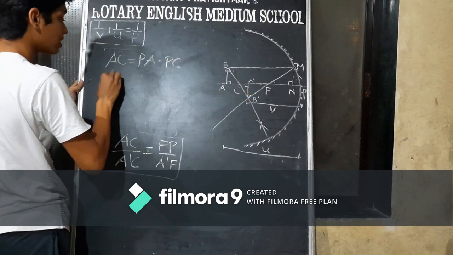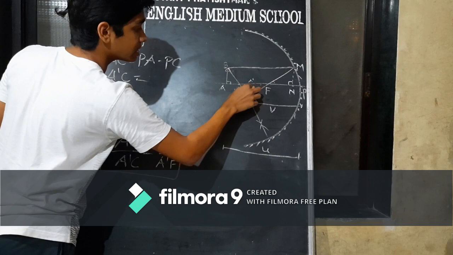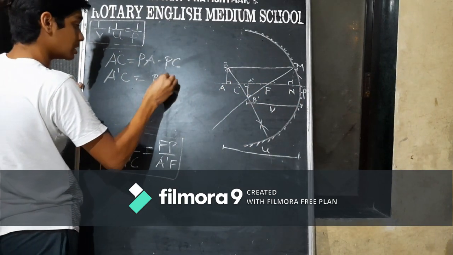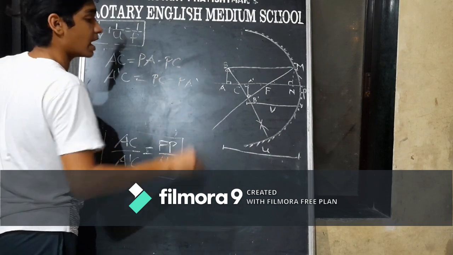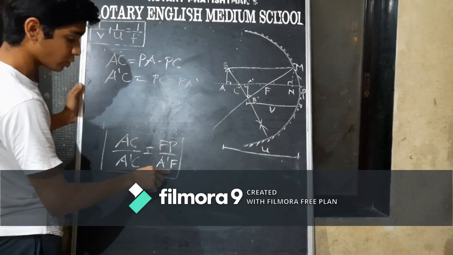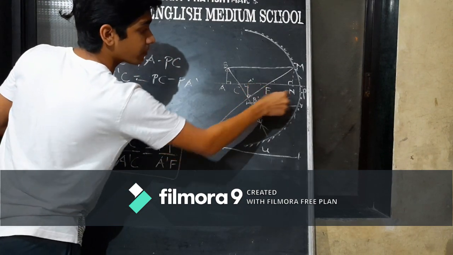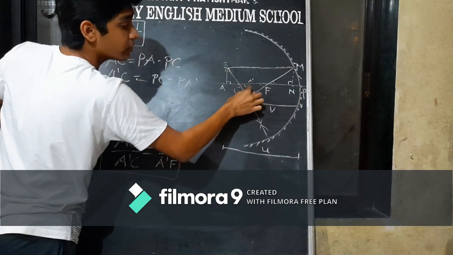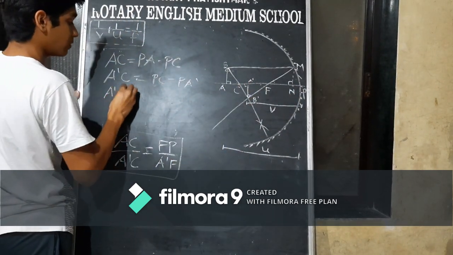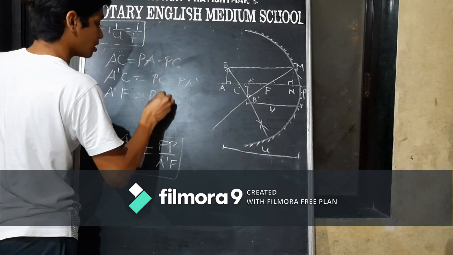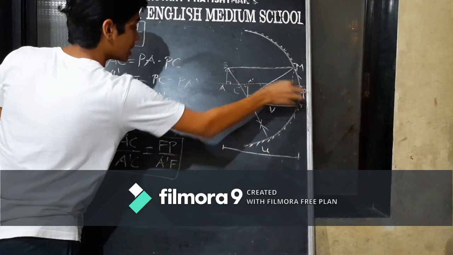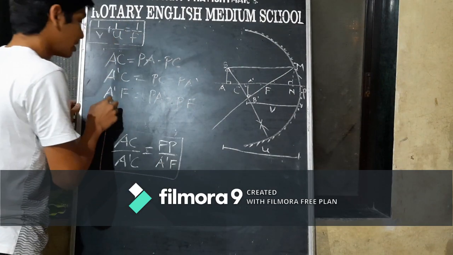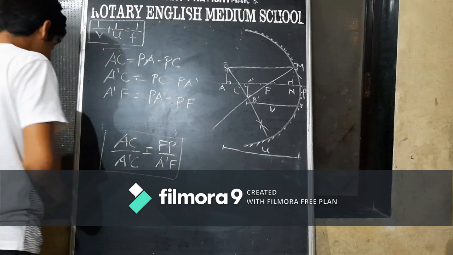Now let us look at A dash C. A dash C will be PC minus PA dash. Now let's look at A dash F. A dash F will be PA dash minus PF. Am I right? PA dash minus PF will give you A dash F. Okay, these things are now sorted out.